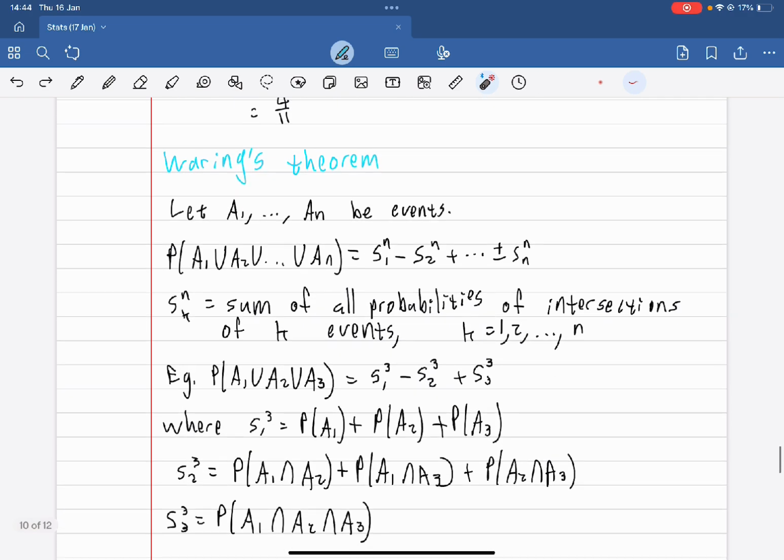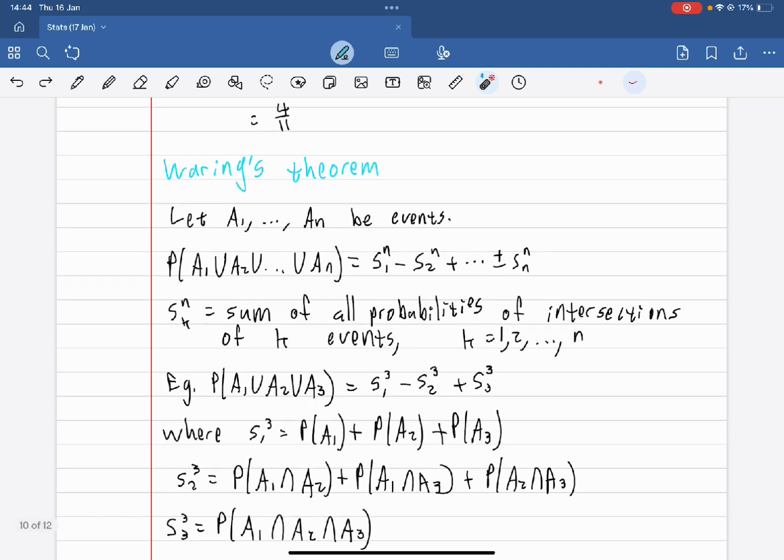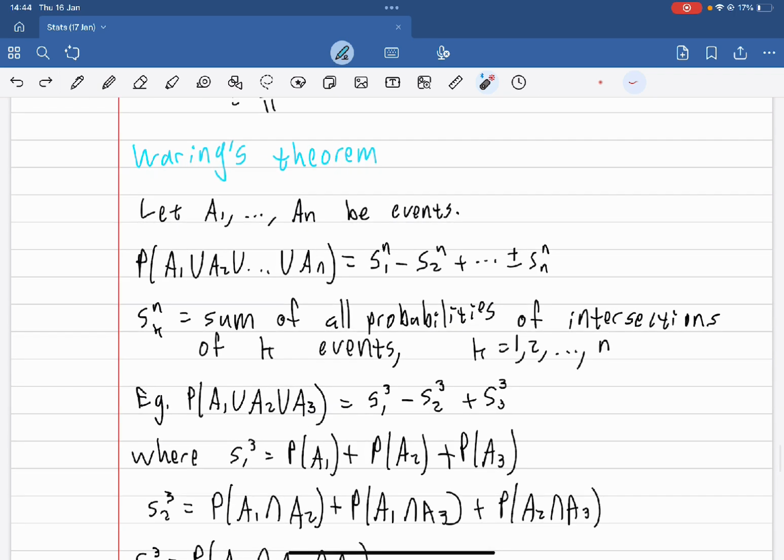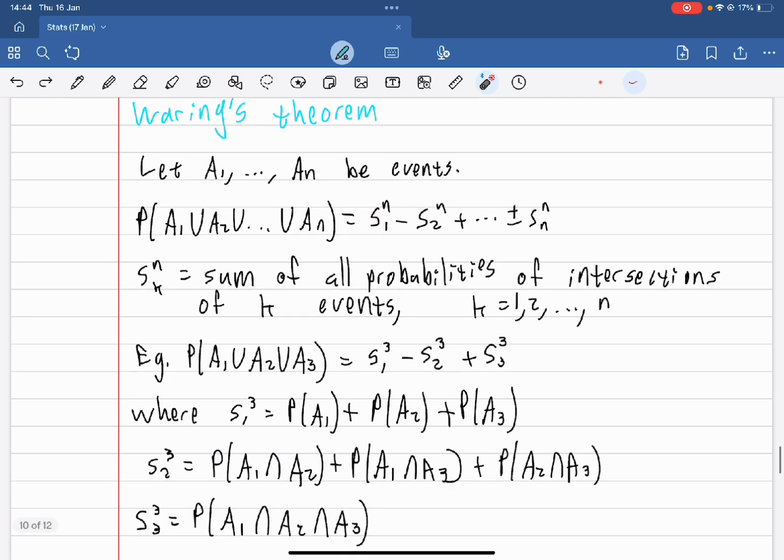Finally, we go on to Waring's theorem. So Waring's theorem says we have events A1 all the way up to An, and we're looking for the union of these events. So we're looking for the union of A1, A2, A3, A4, all the way up to An. And Waring's theorem says that to find this union, we can use this special notation where we have S_n1 minus S_n2 plus S_n3, and it keeps alternating. So it'll be minus, plus, minus, plus. And this number at the bottom, 1, 2, keeps incrementing until it gets up to n. And the way we define S_nk is the sum of all probabilities of intersections of k events.